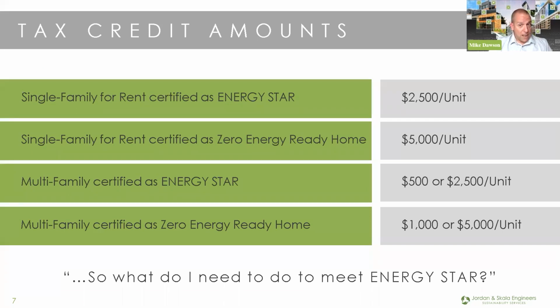So the most important question that everybody asks is, what can we get? What's available? For single family for rent certified as Energy Star, you can get $2,500 per unit without having to meet the prevailing wage requirements. For single family for rent certified as Zero Energy Ready Home, you can qualify for $5,000 per unit, again, without the prevailing wage requirement. Multifamily is a little bit different.